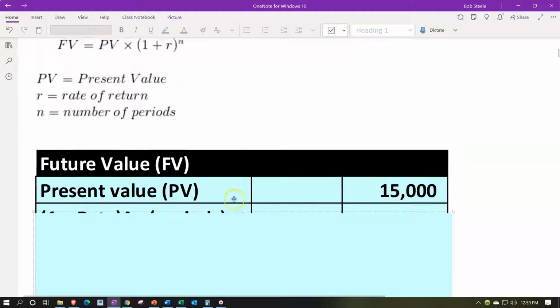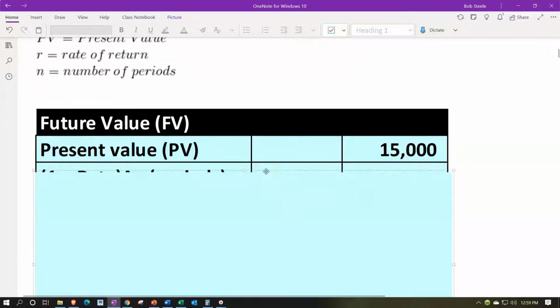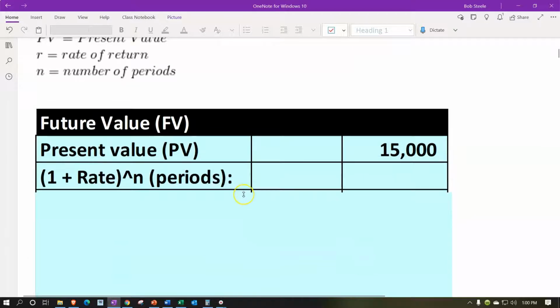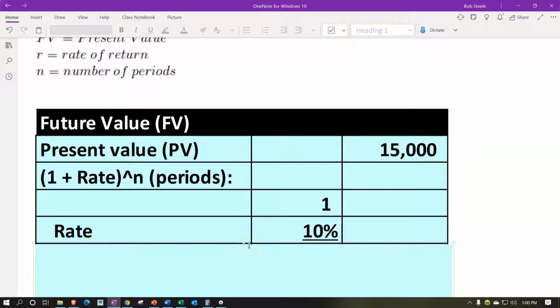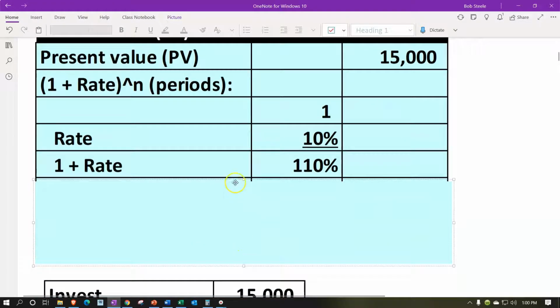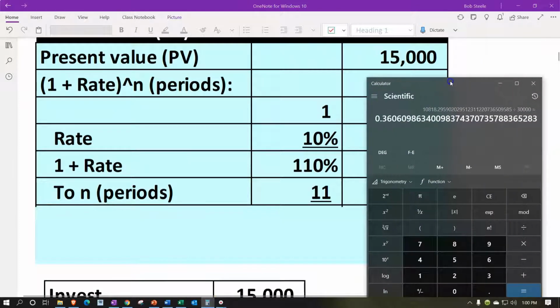So we'll take the present value, that being of course the 15,000. Then we're going to be taking this piece, which is going to be the 1 plus r to the n. It's going to be 1, and then the rate's going to be the 10%. That's going to give us 110%. Taking that to the n, which is the number of periods, this being in years in our case, which will be 11. That's one of the things we need to keep in mind if it differs, if we're compounding, say, semi-annually or something like that.